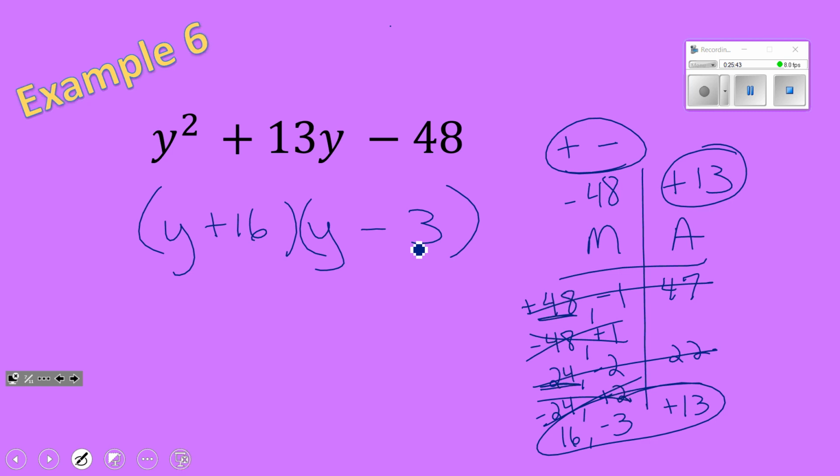I caution you, someone said, well, how come you didn't know to do negative 16 and positive 3? If you added those, what would you get? You get a negative 13. So here's my thing. If you get really, really close and you get the right number, just the wrong sign, what does that say? Just switch your signs. You got your signs backwards. So try it out and then get the one that works.